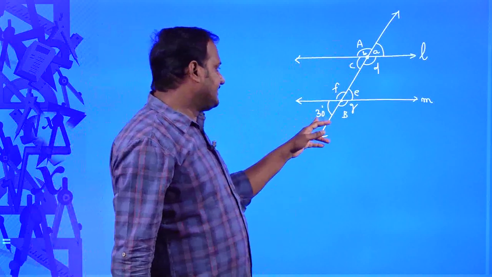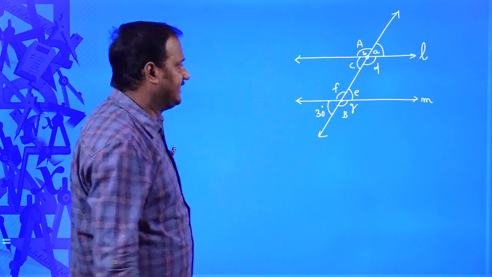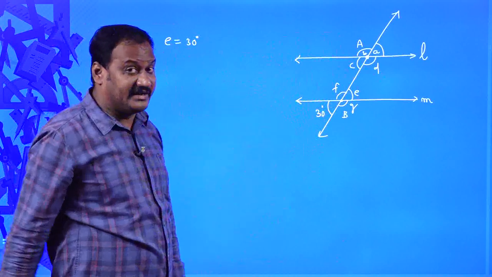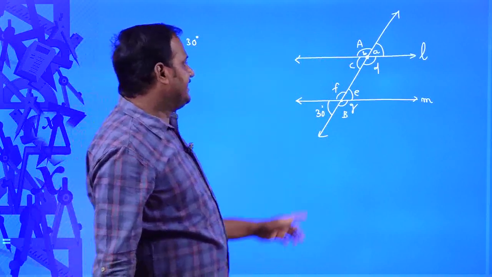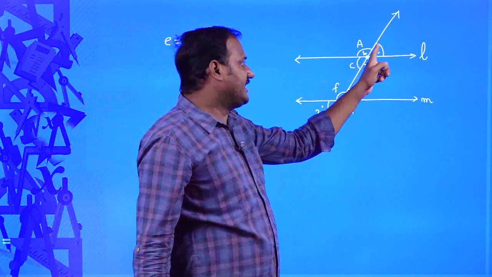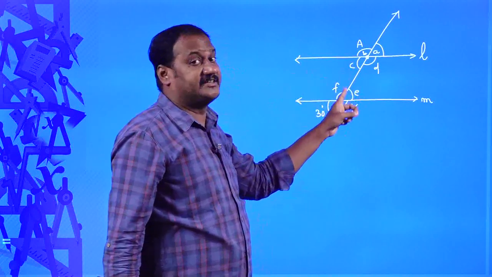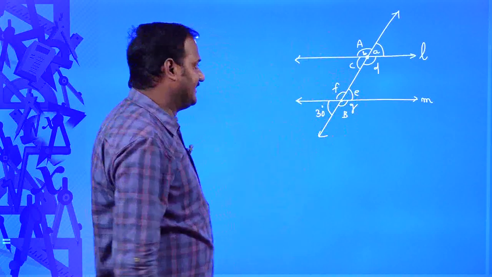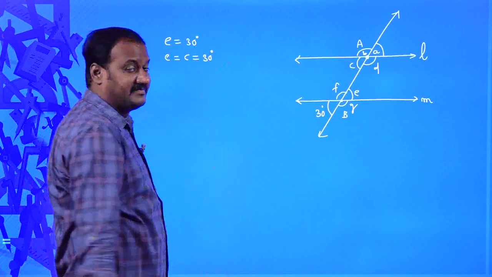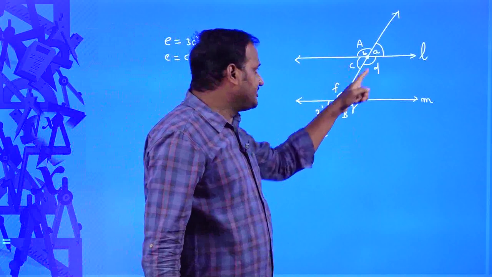First of all, this 30 is equal to which angle? That 30 is equal to its vertically opposite angle. So, the value of E is equal to 30 degrees because they are vertically opposite angles. Okay? And if E is equal to 30 degrees, then E is related to A as well as E is related to C. How is E related to C? Because they both are interior alternate angles. So, E is equal to C, which is also equal to 30 degrees because they are interior alternate angles.